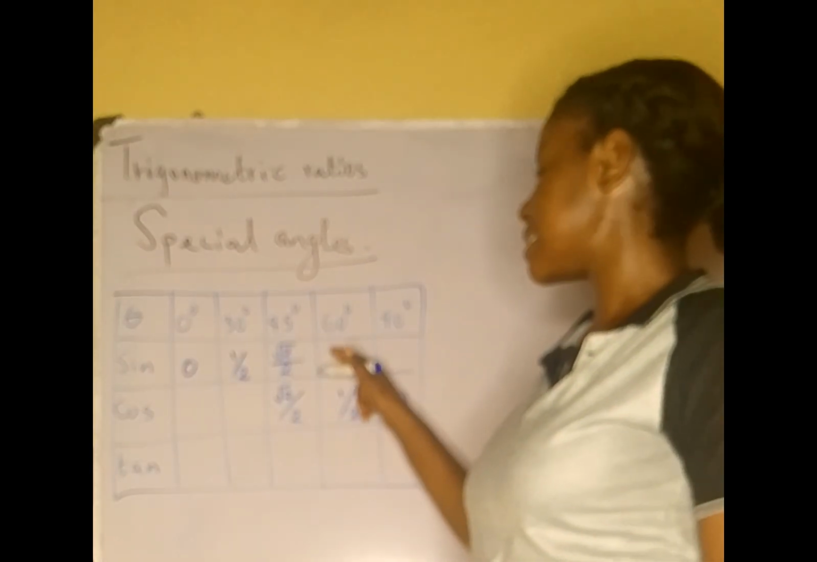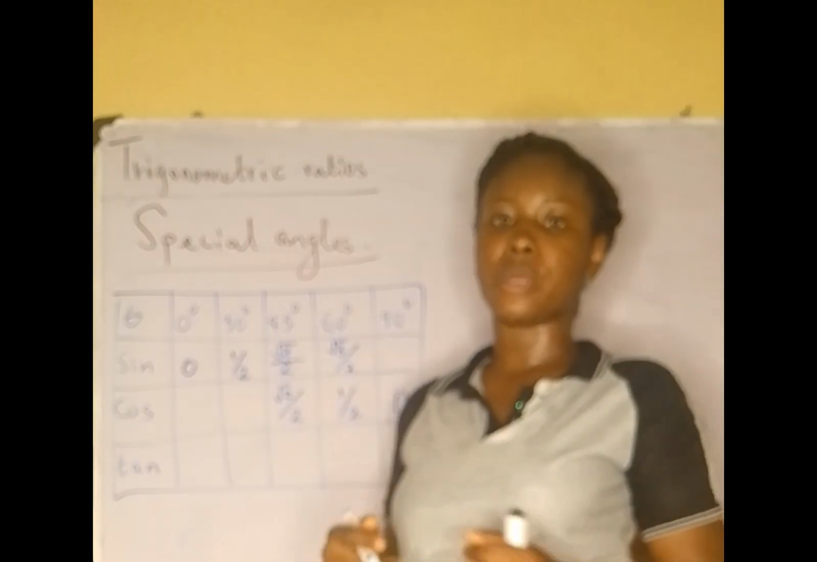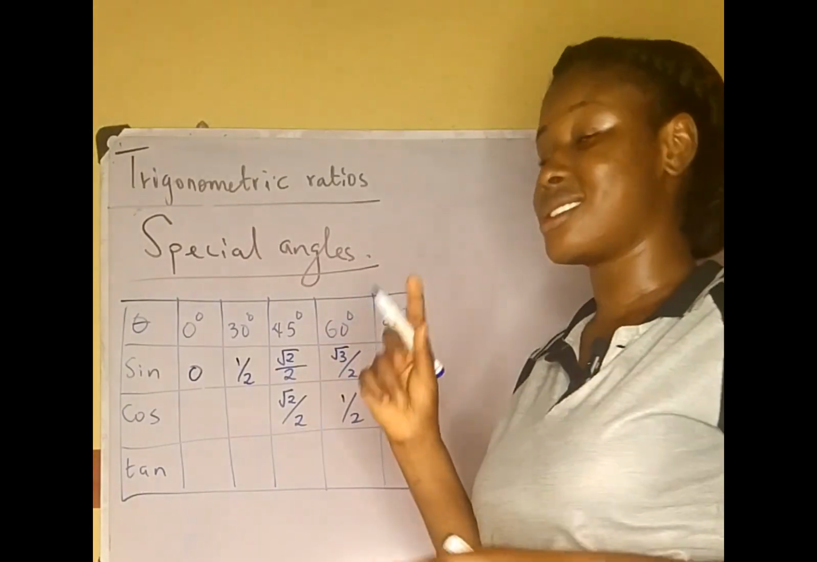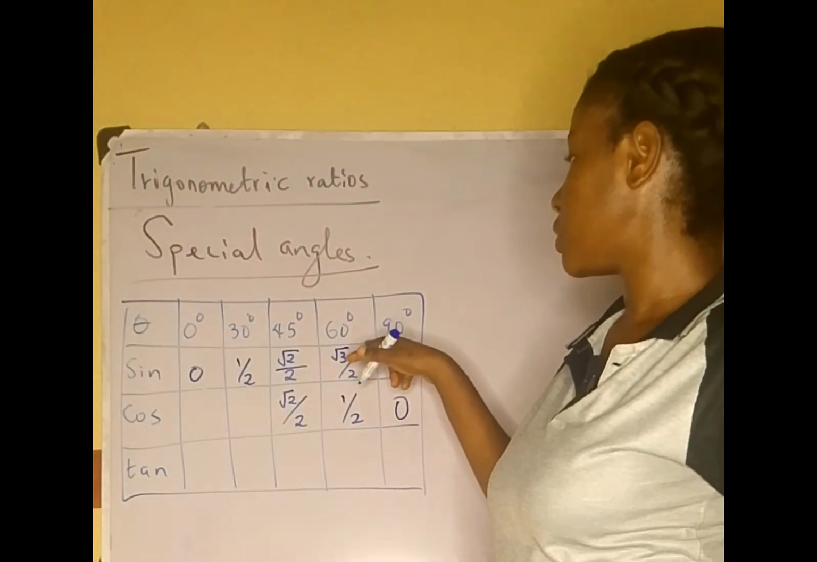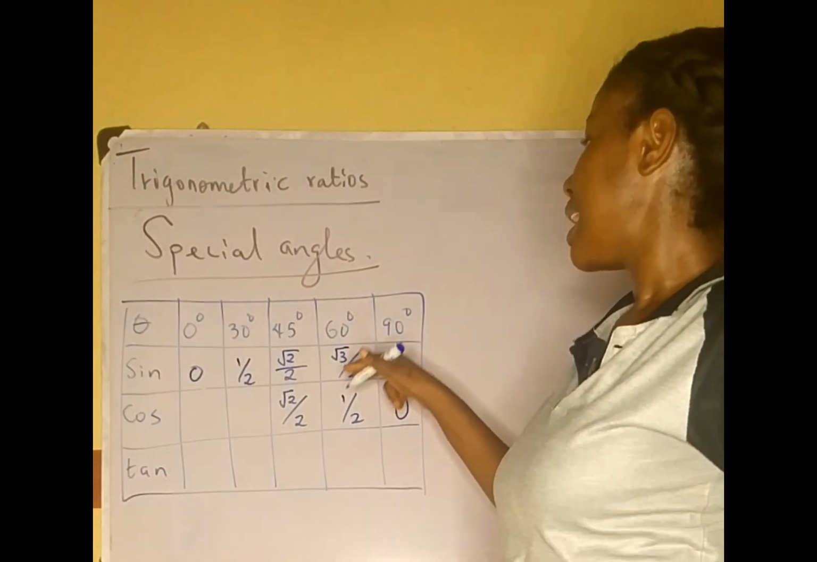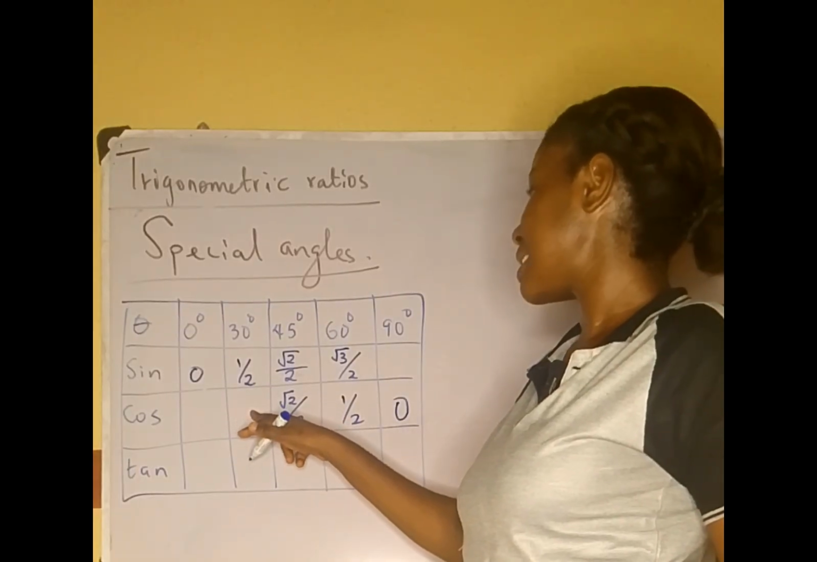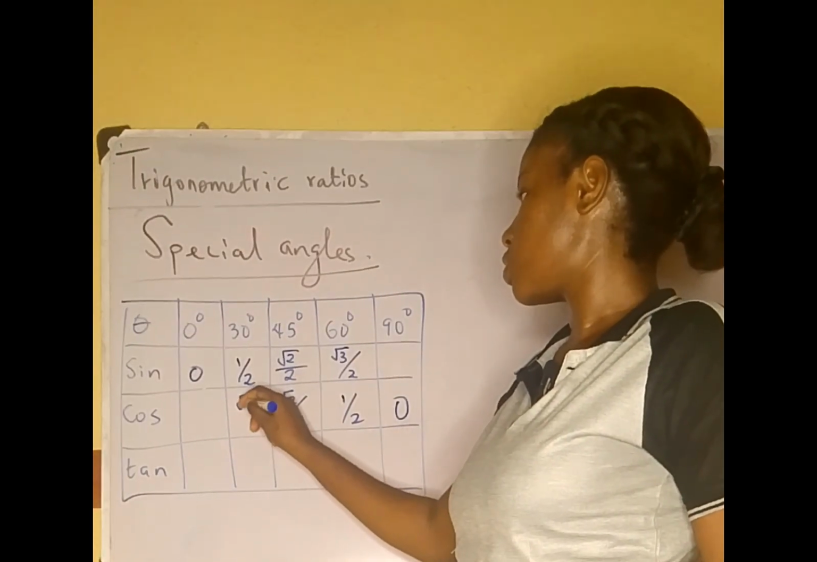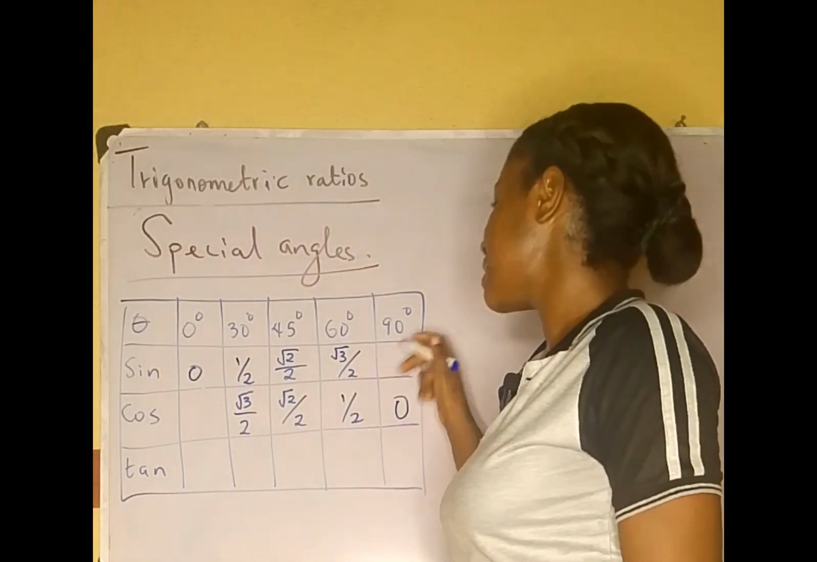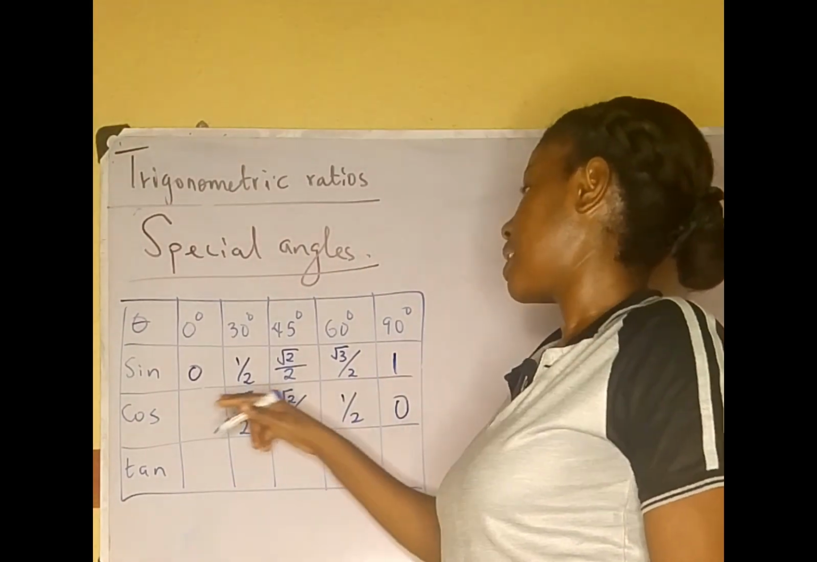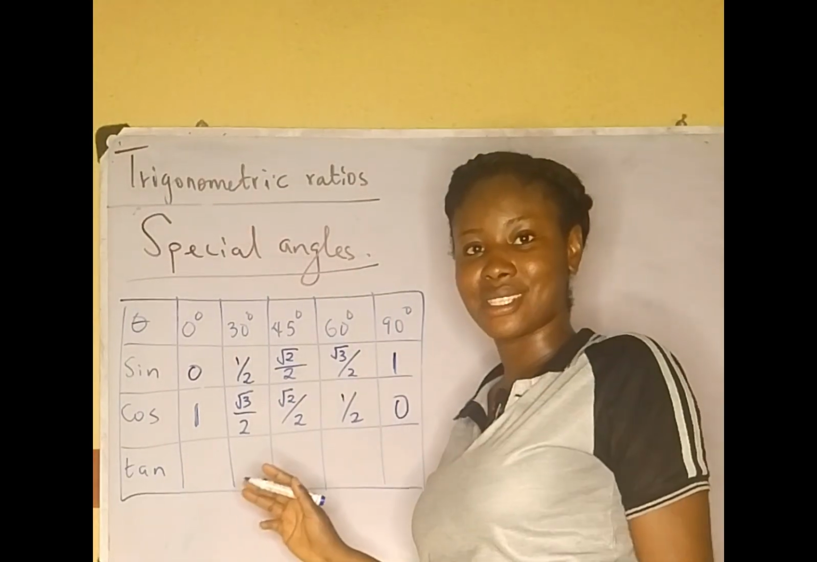Then sine 60 is root 3 over 2. If you use your calculator, you'll get 0.866, something like that. And it's going to be the same thing as cos 30, so here it is still root 3 over 2. Then sine 90 is 1 and cos 0 is also 1. So did you see how I got these angles?